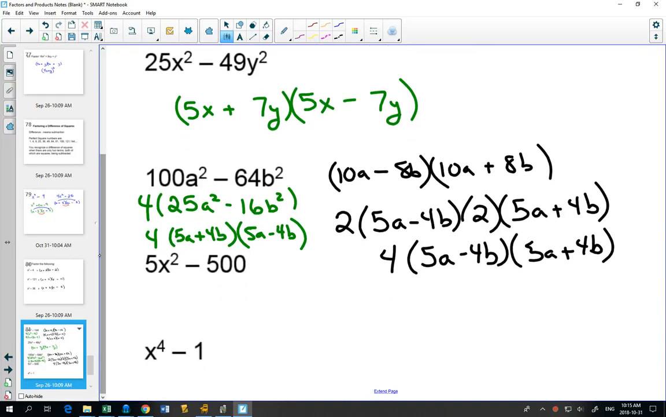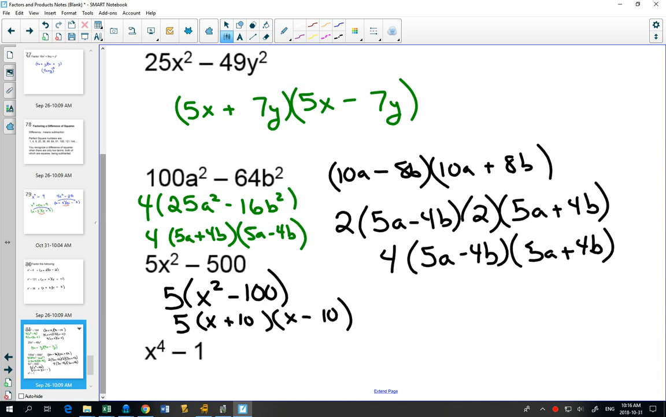The next one, you have to see that you can pull out a common factor, because 500 isn't a perfect square, and 5 isn't a perfect square. But if I take out the 5, I will get x squared minus 100, and now the inside is a perfect square, x plus 10, x minus 10.